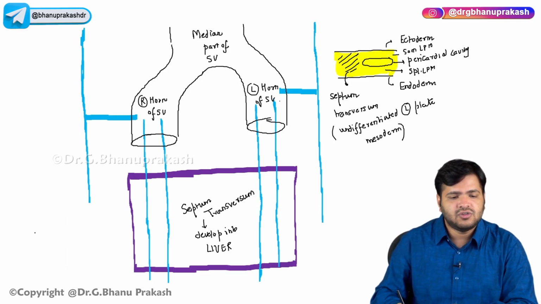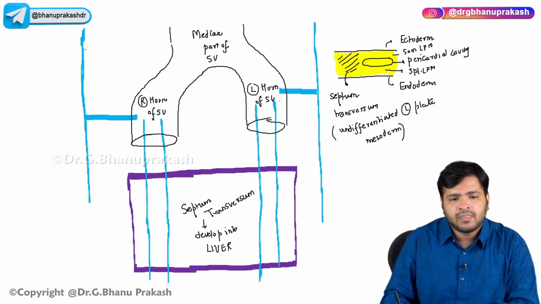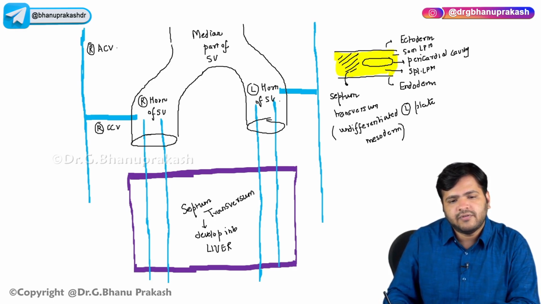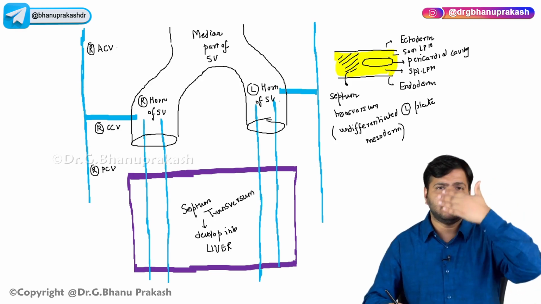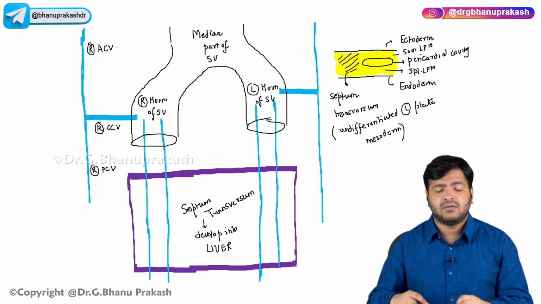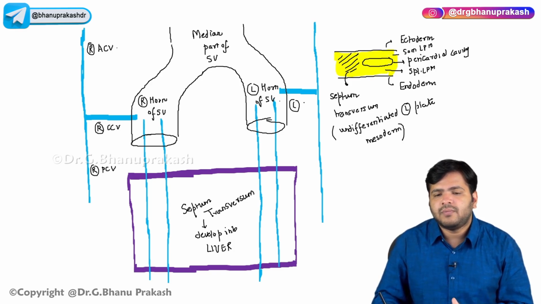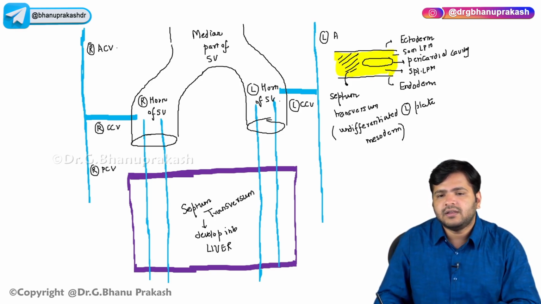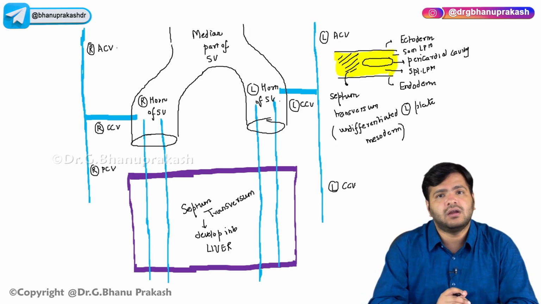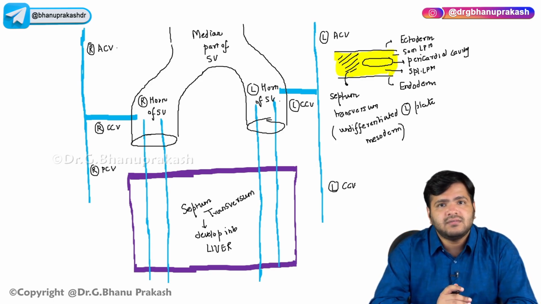So just label in short. This is the right anterior cardinal vein, this is the right common cardinal vein, and this is the right posterior cardinal vein, taking blood from the body wall on the right side, anterior and posterior. This is the left common cardinal vein, formed by the left anterior cardinal vein and the left posterior cardinal vein. They unite to form the left common cardinal vein, and it will drain into the left horn of the sinus venosus, right?